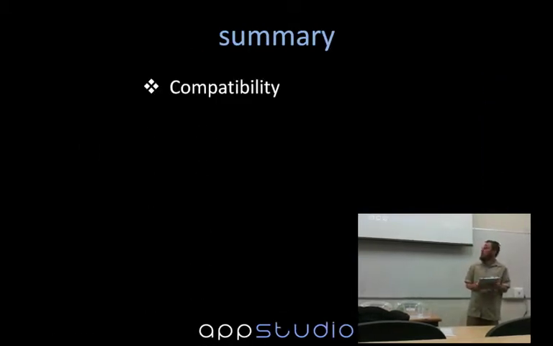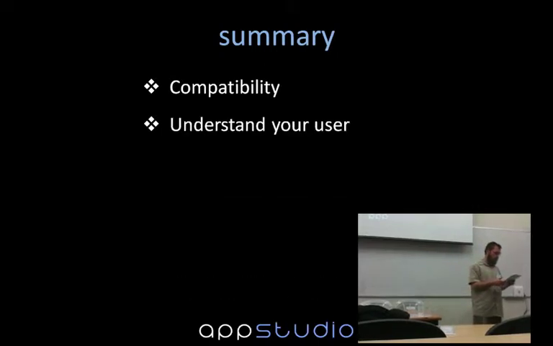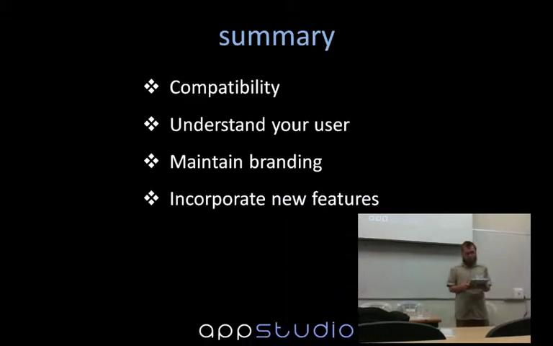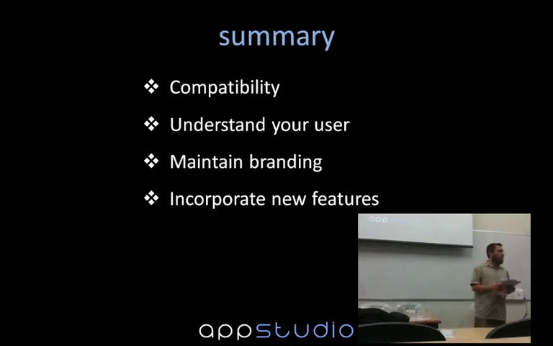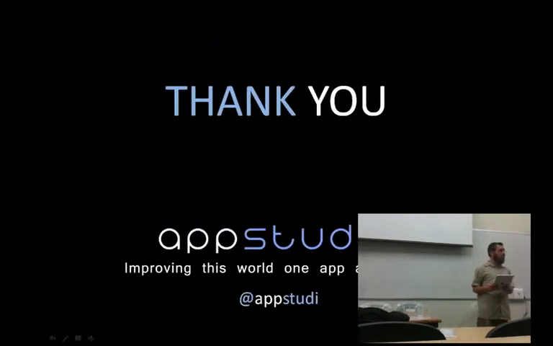So to summarize the lecture, number 1, you've got to focus on compatibility. All of the stuff that you want to share with your users needs to be compatible with your mobile environment. Number 2 is that you understand what it is that your users are interested in. Number 3 is that you maintain your branding that you worked so hard to get. Number 4 is that you incorporate new features such as the touch screen and the geolocation. And number 5 is that you check to make sure that it all worked. So thank you for listening to my lecture. I hope that it was informative and interesting.